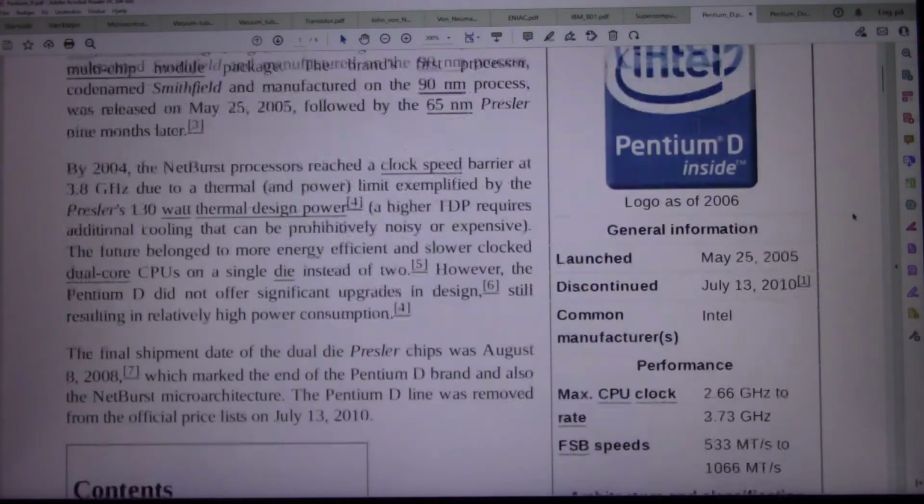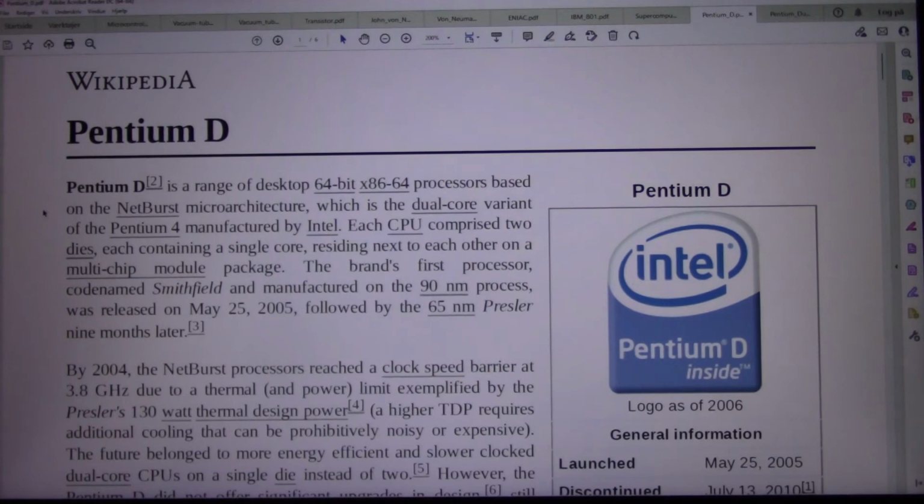Pentium D is a range of desktop 64-bit x86-64 processors based on the NetBurst microarchitecture, which is the dual-core variant of the Pentium 4 manufactured by Intel. Each CPU comprised 2 dies, each containing a single core, residing next to each other on a multi-chip module package. The brand's first processor, codenamed Smithfield and manufactured on the 90 nm process, was released on the 25th of May, 2005, followed by the 65 nm Presler 9 months later.